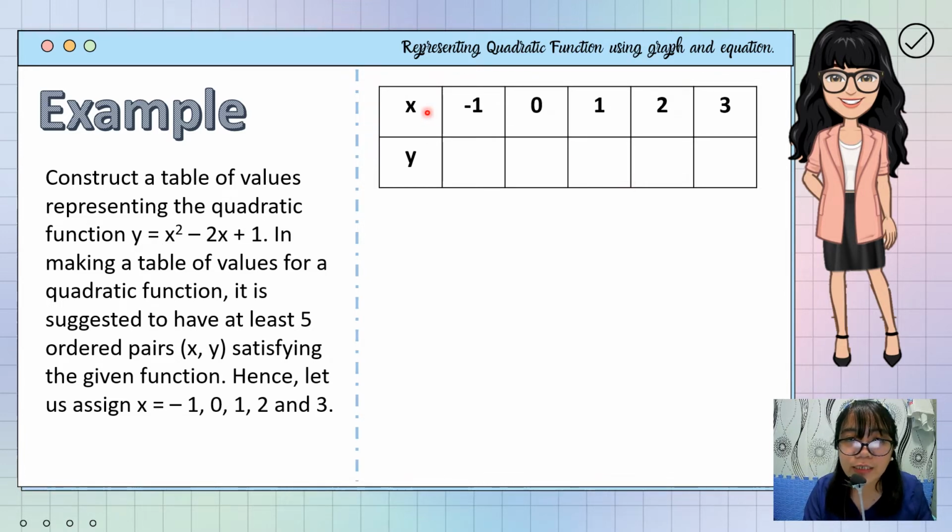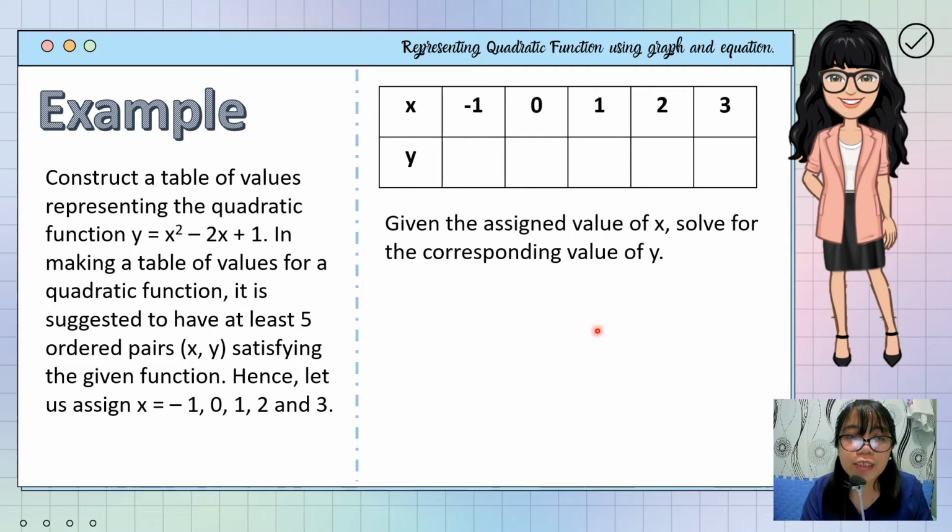So, for the x, we are the one who will be assigning the values of our x. X are the independent variables. Okay? So, you assign them there. And then, your y is the dependent variable. The value of our y depends on the values of the x. We will be substituting each value of x into our quadratic function to determine the values of our y. So first, let's have negative 1. Given the assigned values of x, solve for the corresponding values of y.